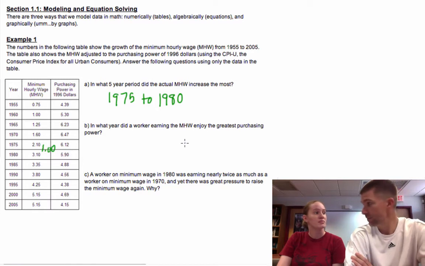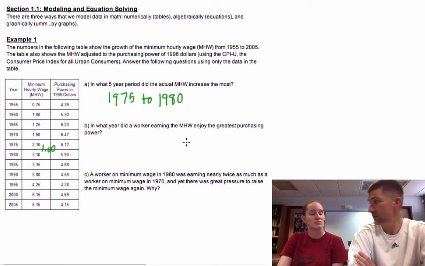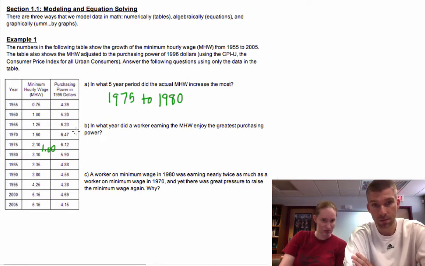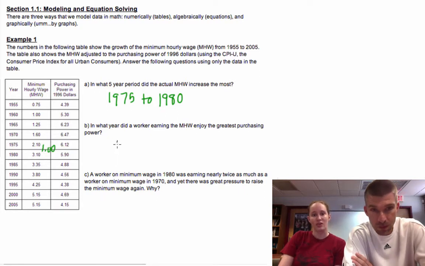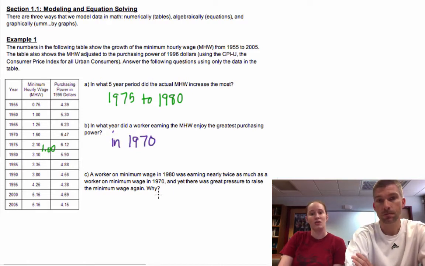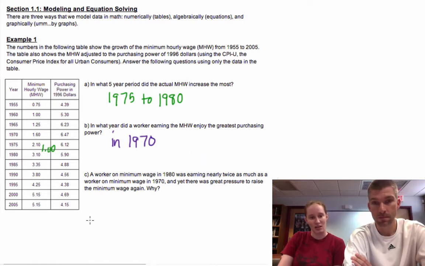Part B: what year did a worker earning the minimum hourly wage enjoy the greatest purchasing power? In other words, looking at those 1996 dollars, I want the most bang for my buck. Even though this column continues to go up and up, this one goes up and then comes back down. It fluctuates down here. 647 is the biggest number in this column, so 1970 is the biggest one I see. That's when you had the most purchasing power.